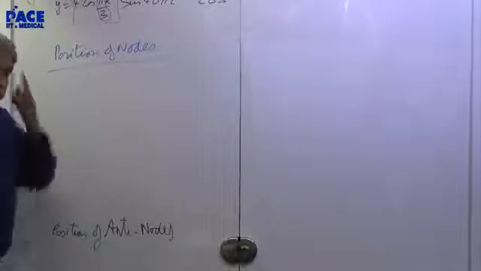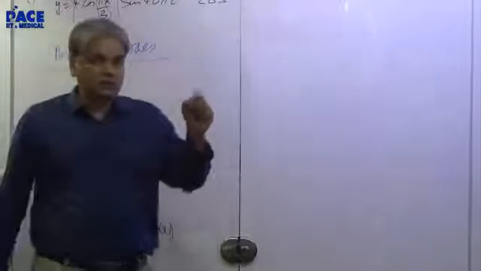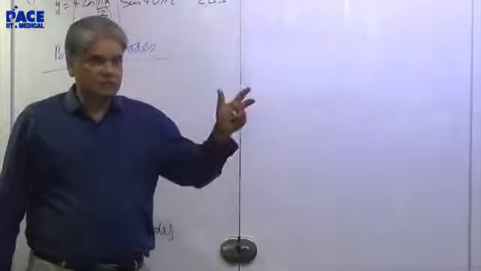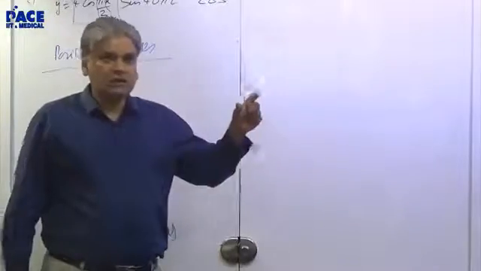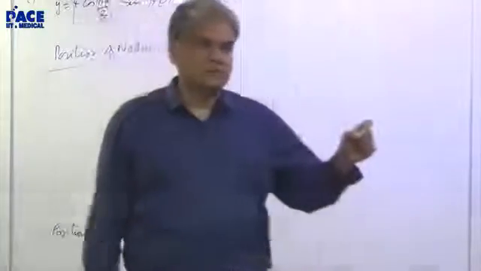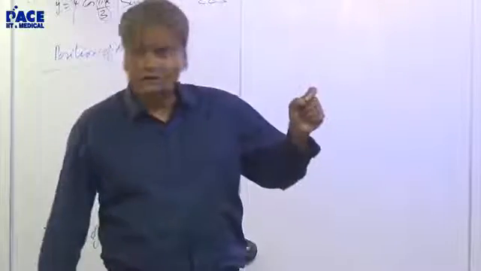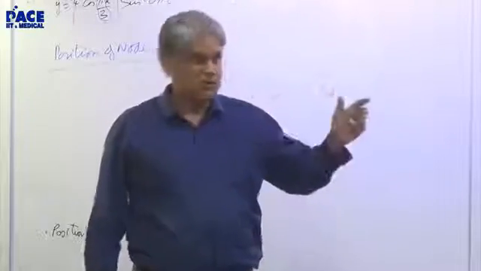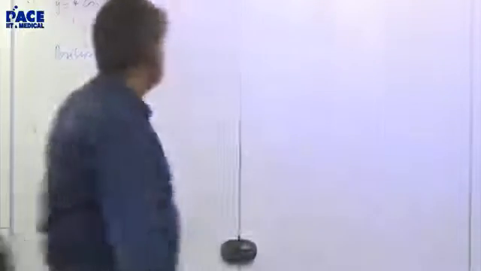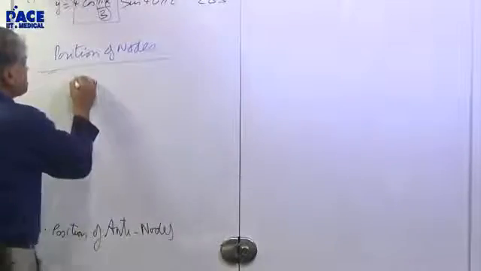Nodes means the point doesn't move at all at any time. Everybody sleeps at some point of time, that doesn't matter. But if you are continuously sleeping, then only you call lazy. So a node is absolute laziness, it doesn't move at all. So when will that happen? This will happen when the spatial term is 0.